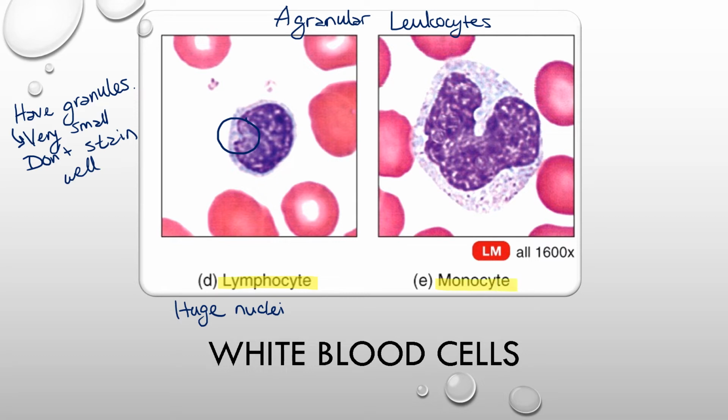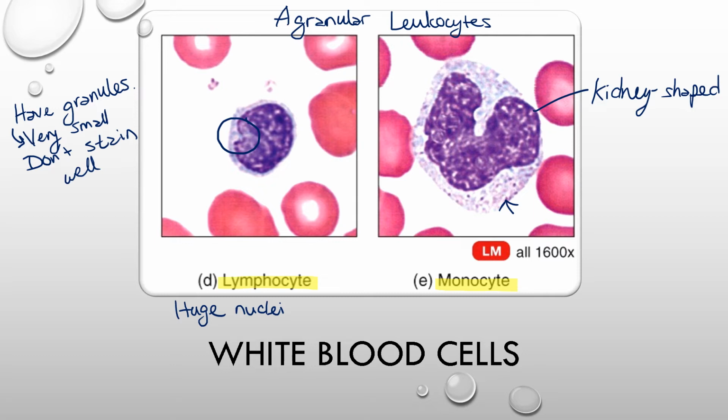Then we have monocytes. Now the nucleus of the monocyte is usually kidney-shaped, or I guess some would say horseshoe-shaped. The cytoplasm is usually like a blue-gray and looks a little foamy. You can see here that the cytoplasm is foamy looking.